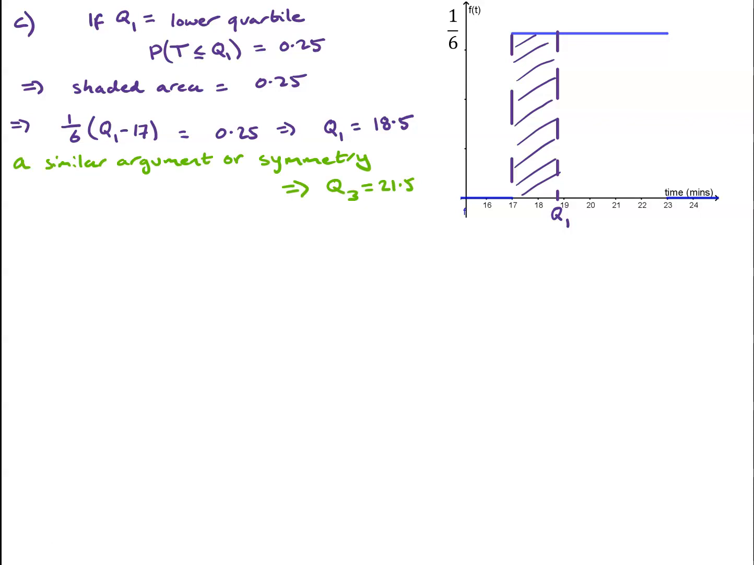A similar argument, or indeed symmetry, will give us that Q3, the upper quartile, must be 21.5 minutes. So the interquartile range for this distribution is going to be 21.5 take away 18.5, which is 3 minutes.